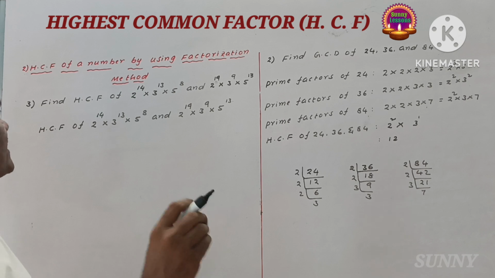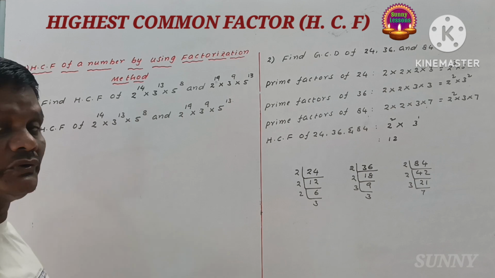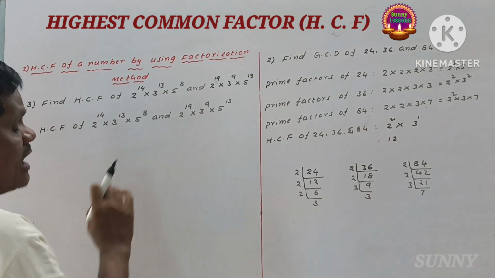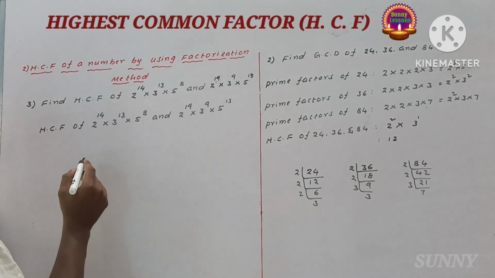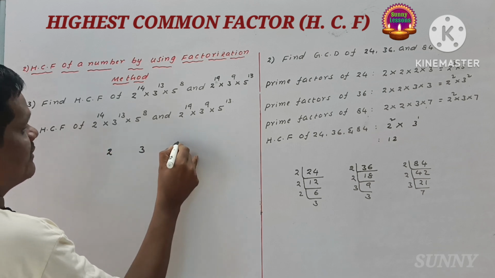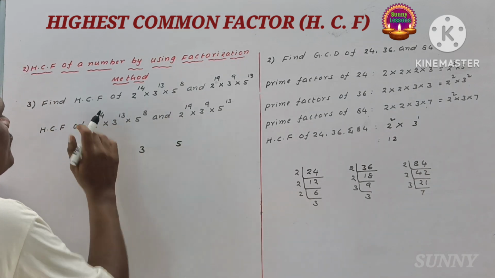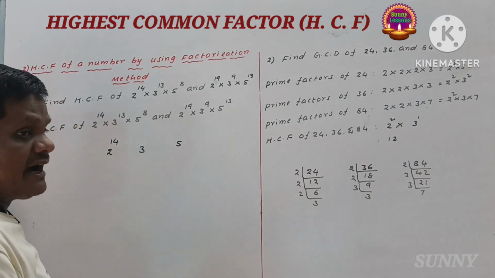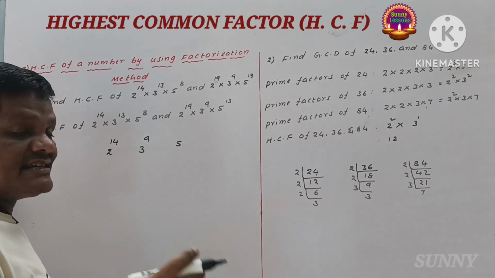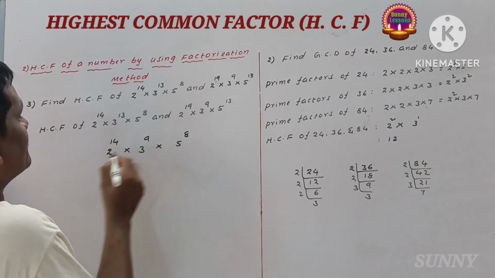We have to take the third example. Find the HCF of 2 to the power 14 into 3 to the power 13 into 5 to the power 8 and 2 to the power 19 into 3 to the power 9 into 5 to the power 13. In this case, we have to take the common prime factors of both. What are the common prime factors? 2, 3 and 5. What is the least power of 2 in both? 14. What is the least power of 3 in both? 9. What is the least power of 5 in both? 8. Yes, multiply them. That is the HCF of the given numbers.